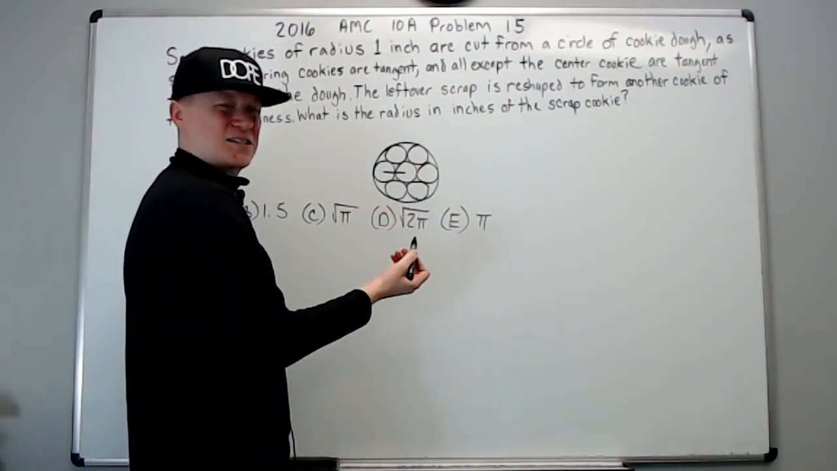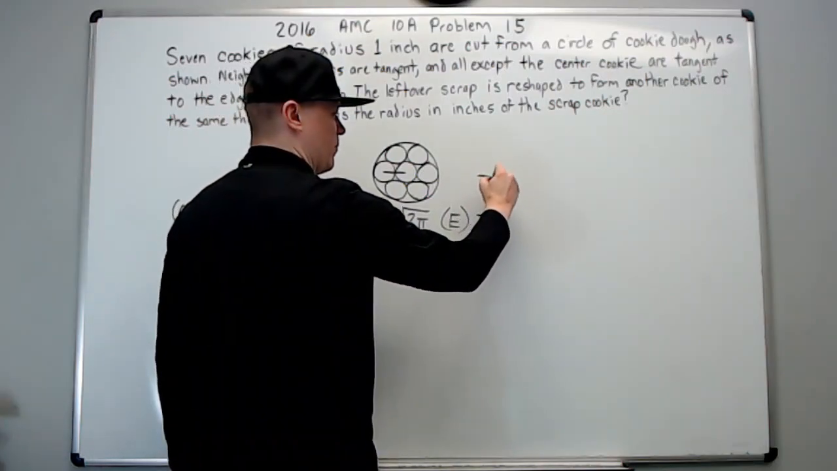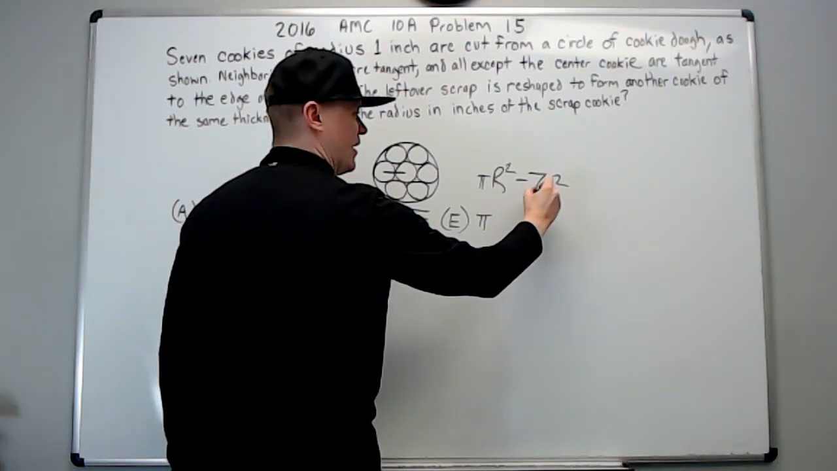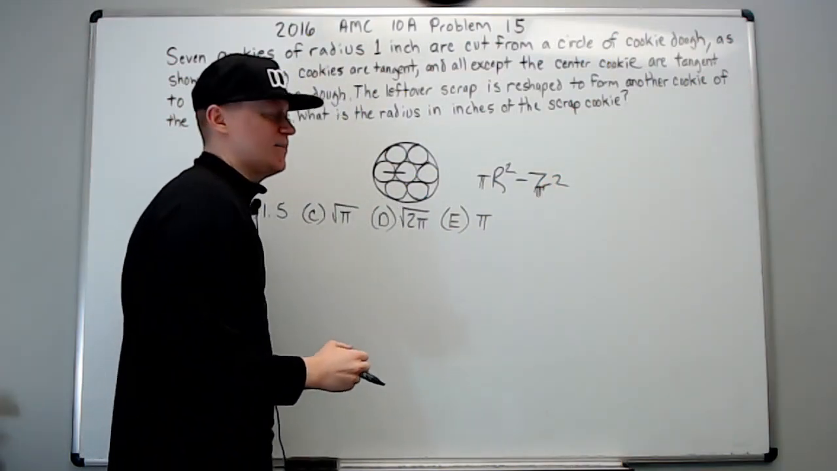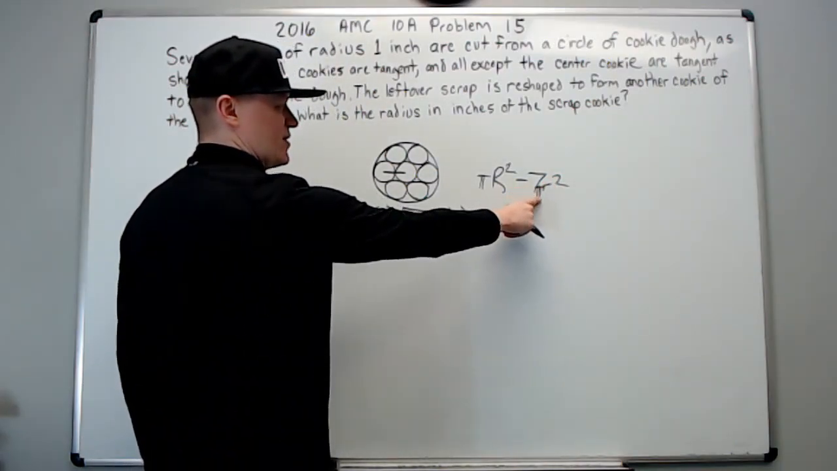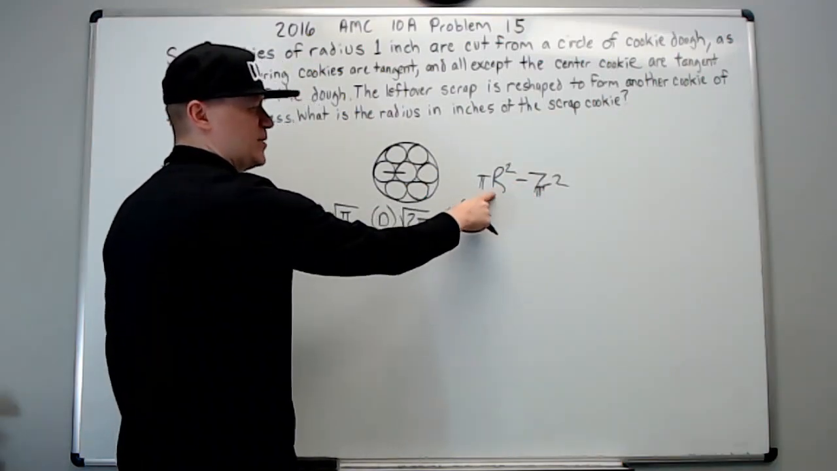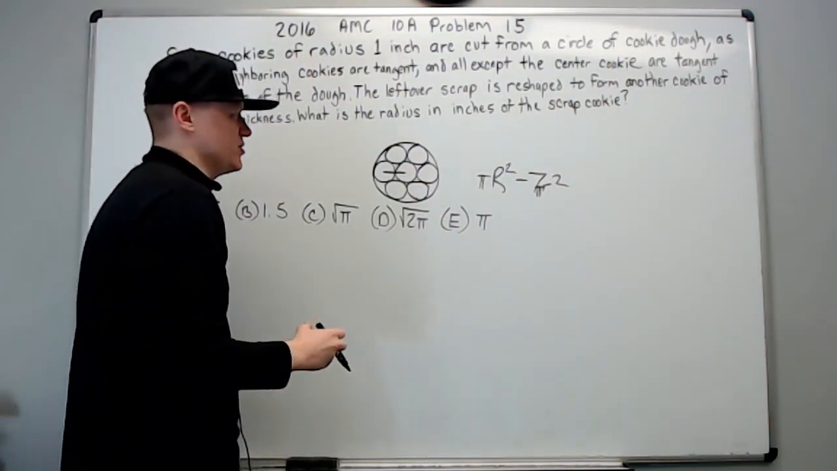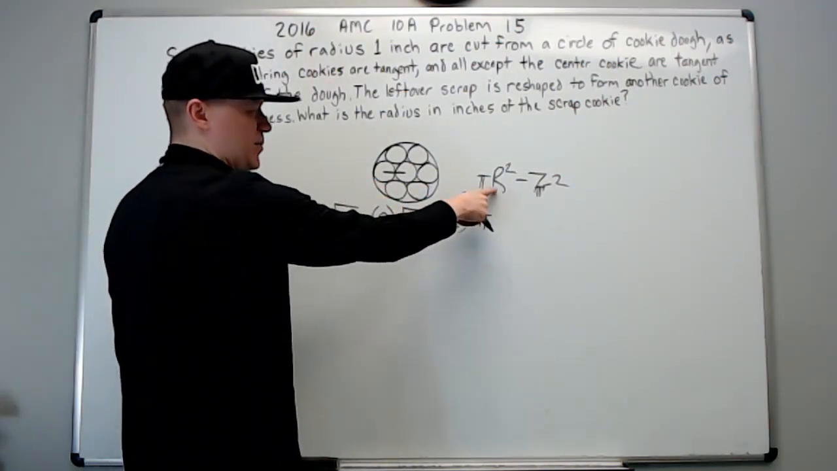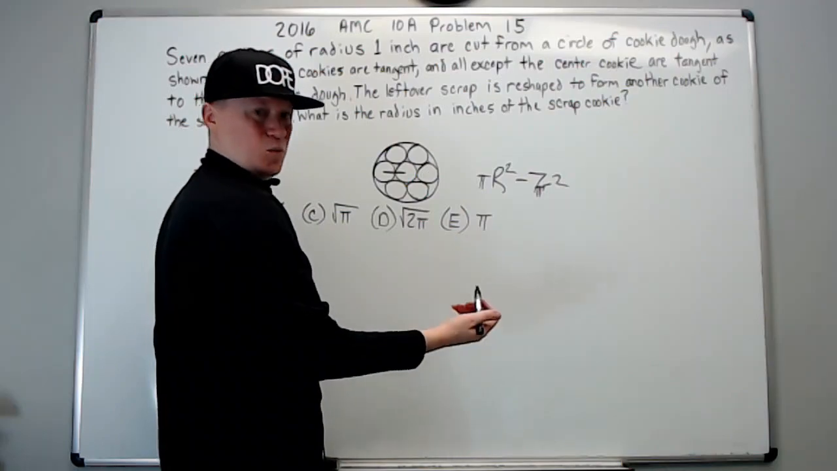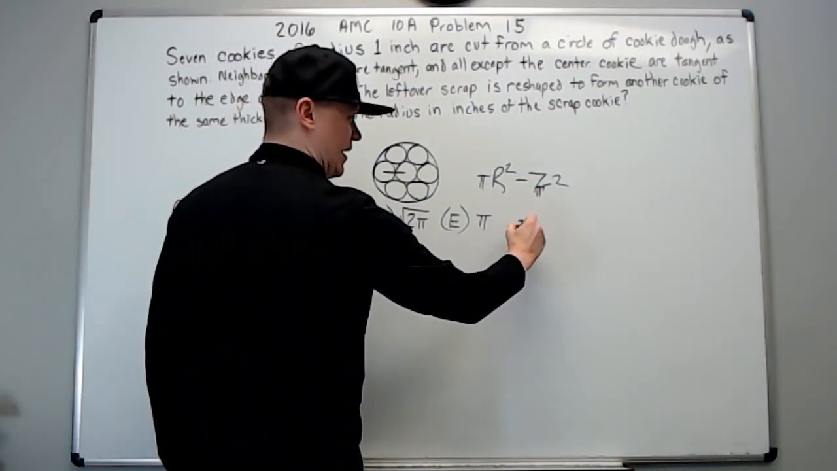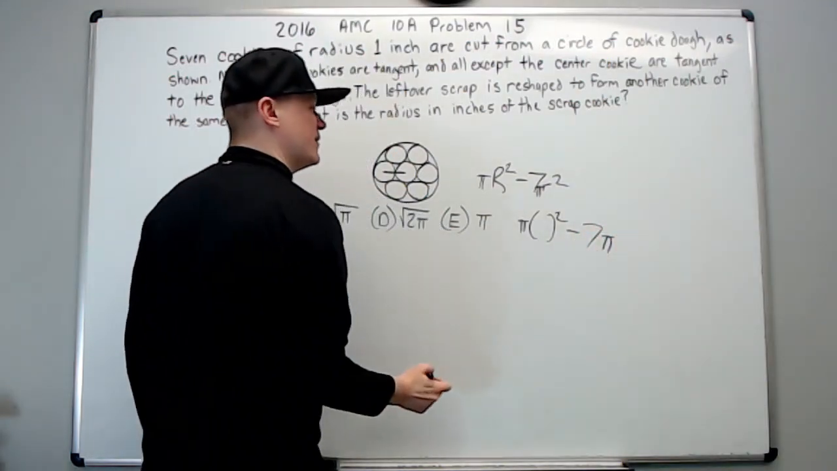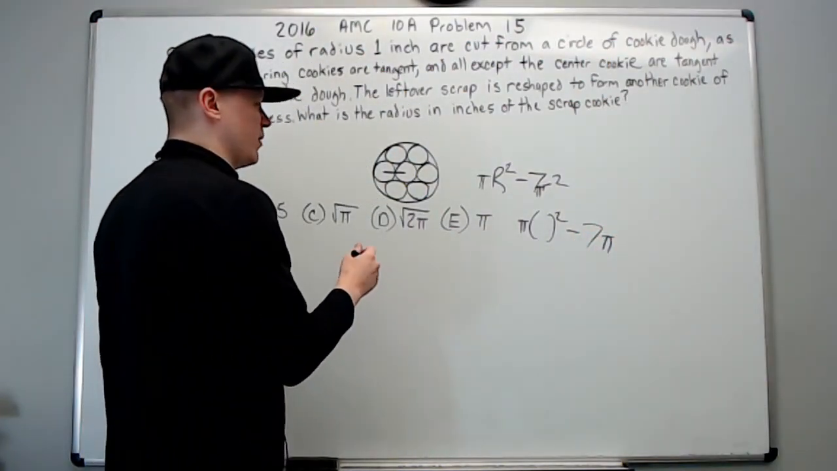Okay, so if that's the goal, we need pi big R squared minus 7 times pi little r squared. Don't forget the pi. Big R, little r are traditionally used for big circle and little circle. It's just how it works usually. So we need the big radius. We know the small radius is 1. So this is going to be pi big R squared minus 7 pi. Okay, well, what can we do?